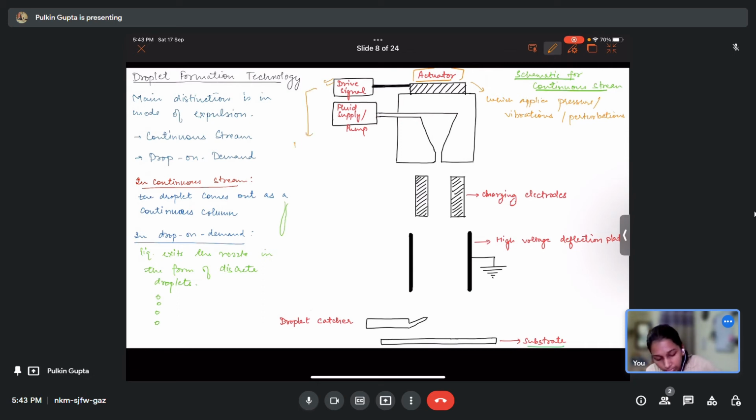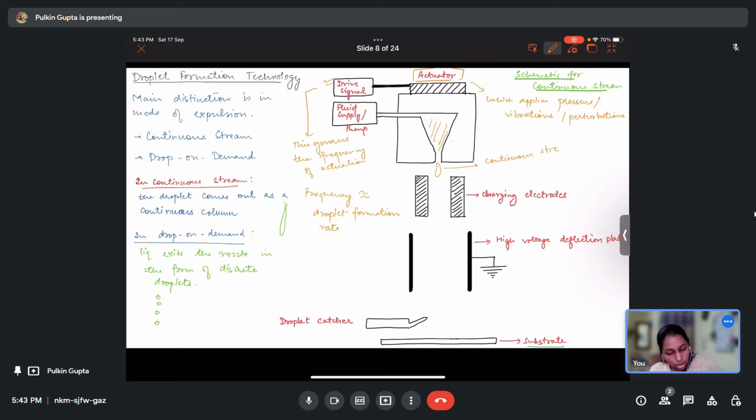This governs the frequency of actuation. Here, this frequency is equivalent to the droplet formation rate. So the frequency of perturbations or vibrations should be kept equal or near to the rate at which droplets are to be formed. So when pressure is applied, this is the fluid column, fluid supply. This is pressurized and a continuous stream is ejected out from it. So this is a continuous stream.